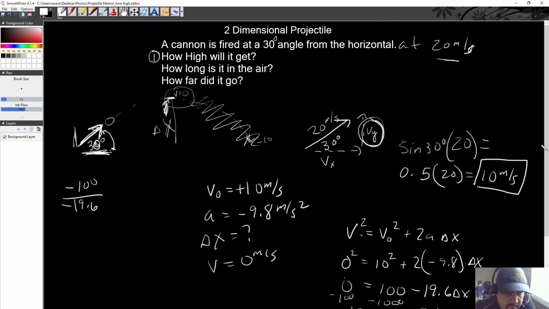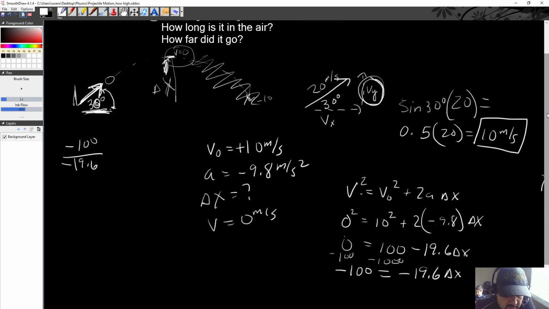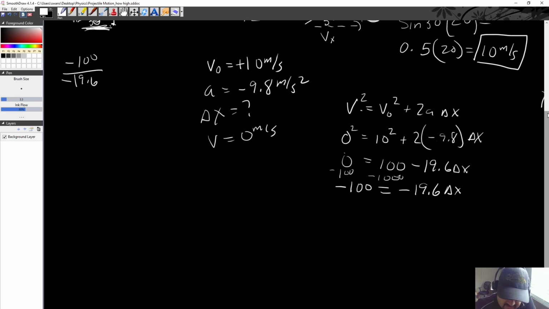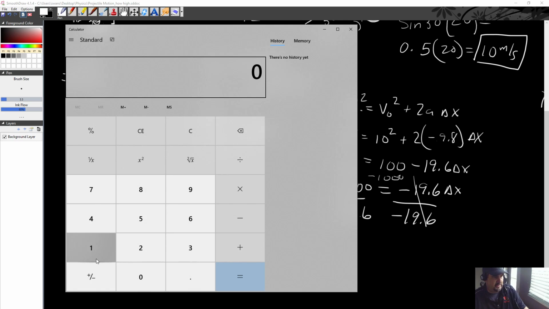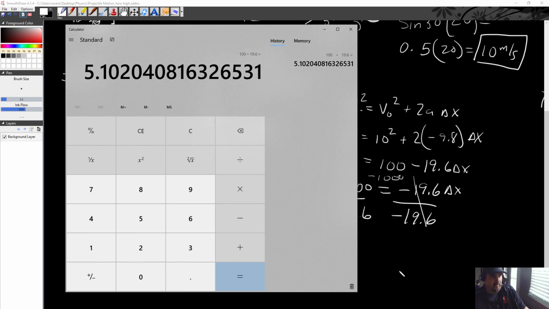There is a way to scroll, there we go. That'll save me time. So let's divide both sides by negative 19.6, and that gets rid of that. It's going to be a little bit more than 5. Remember how to find the calculator: type in calculator, and do 100 divided by 19.6. They're both negative, so we get a positive at the end, and it's 5.1.